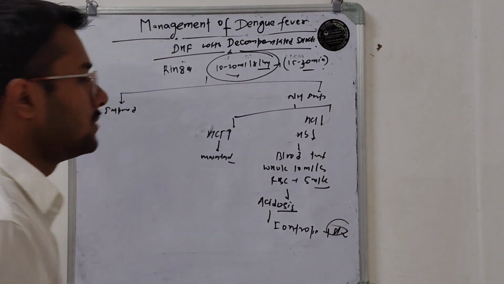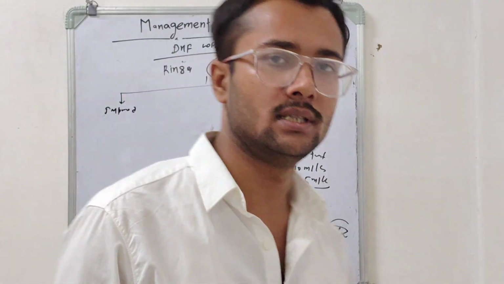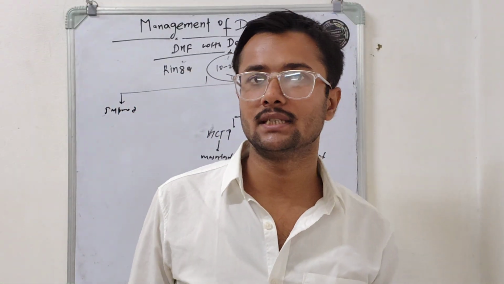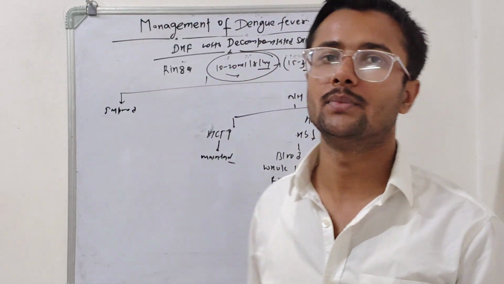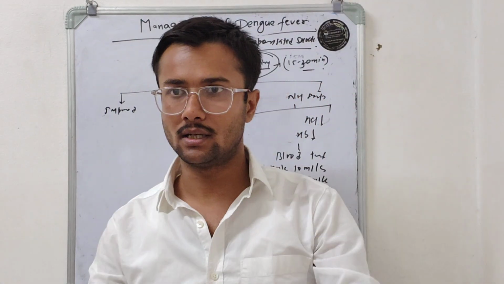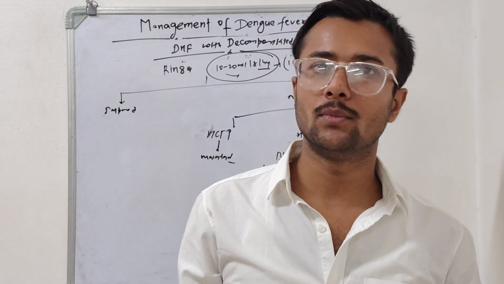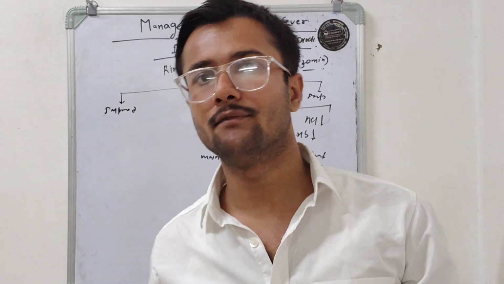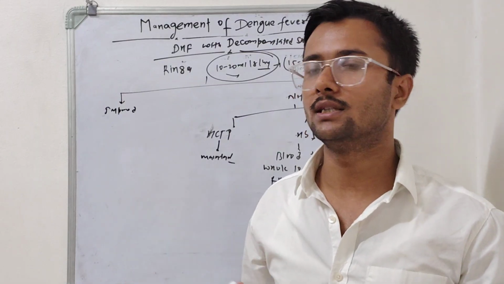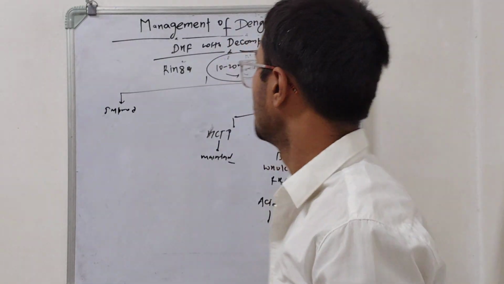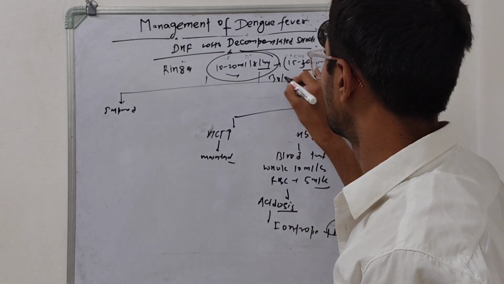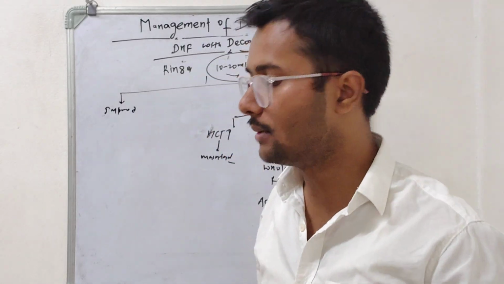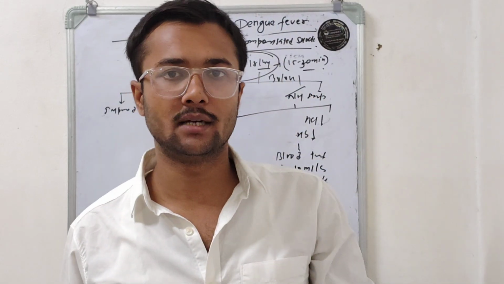So basically, the management is almost the same in the compensated and the decompensated conditions. The only difference is that in the decompensated stage, there is a rapid infusion. In less time, we infuse lots of fluid. When in less time we infuse lots of fluid, it is called bolus infusion. So here we go for the bolus infusion. So these are all the management parts of dengue hemorrhagic fever.